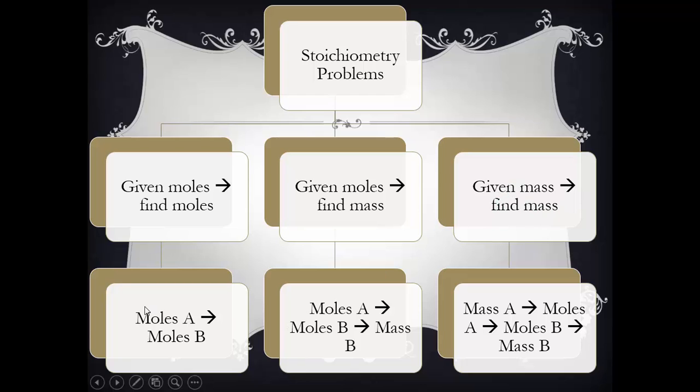So you can see here there's moles A to moles B. The A and B just means different compounds. In the second type, you can see moles of B go to mass of B using molar mass. And then the last problem, mass of A goes to moles of A, then moles of B to mass of B. So you can see you have a dimensional analysis of 4 types, of 4 different sections in your DA.